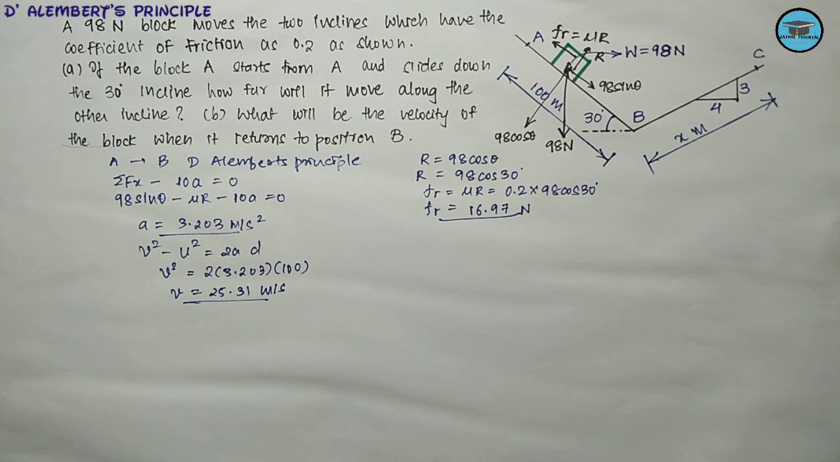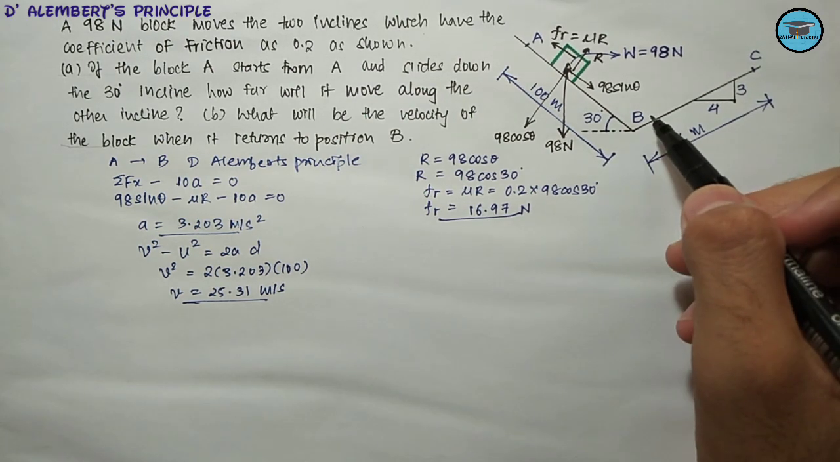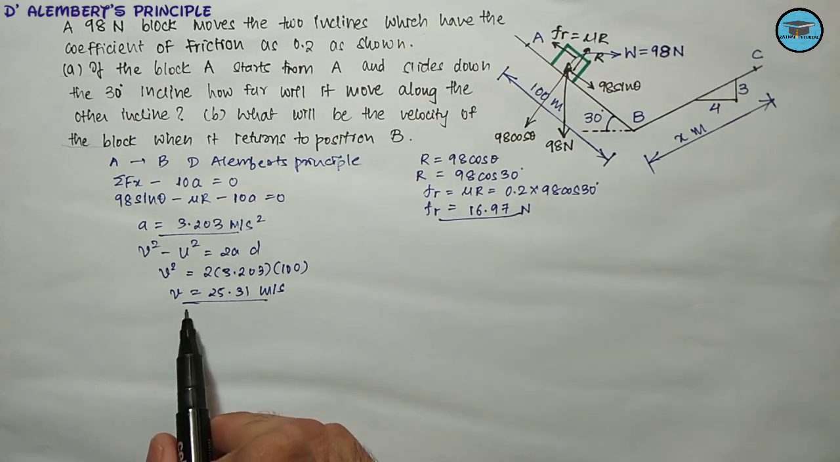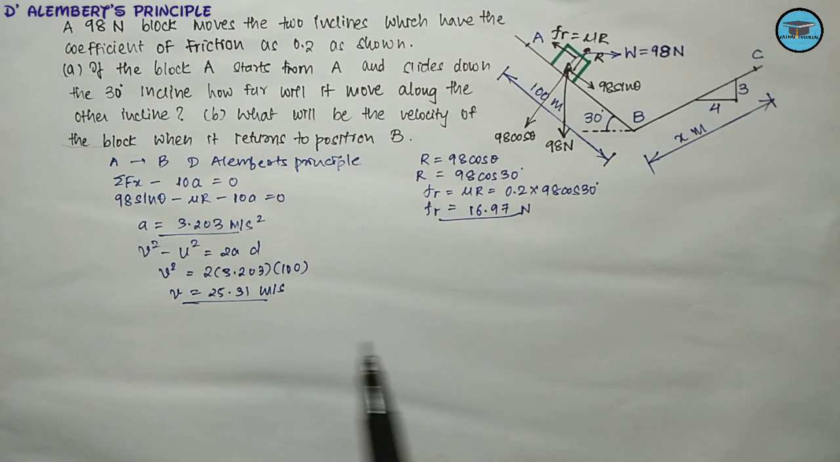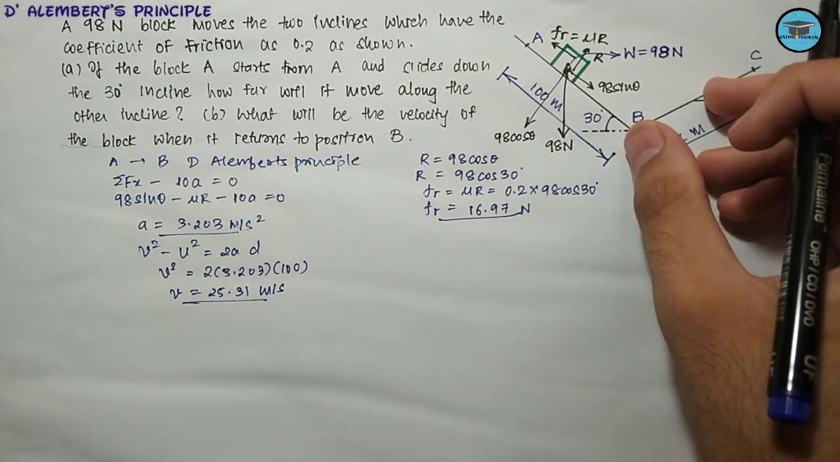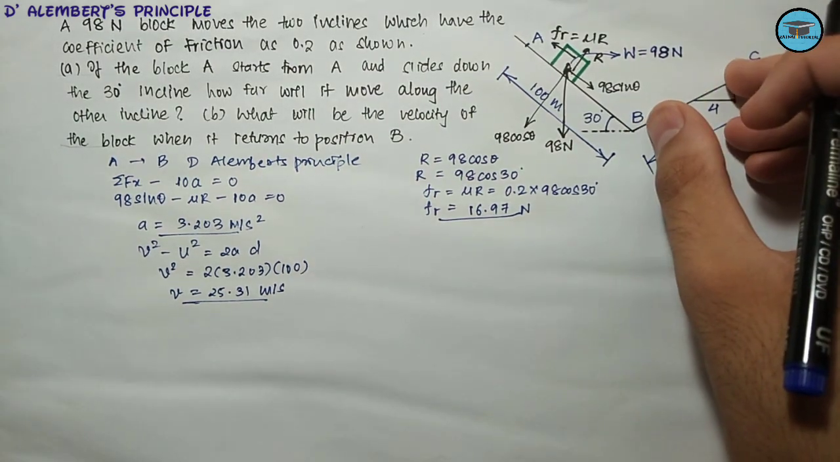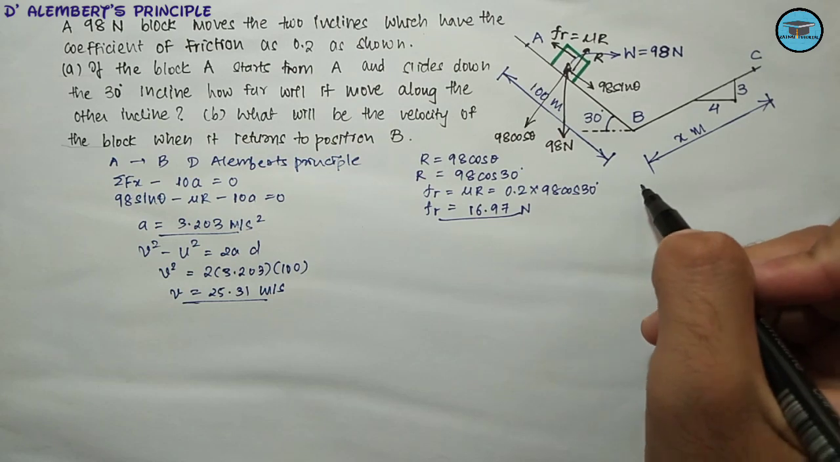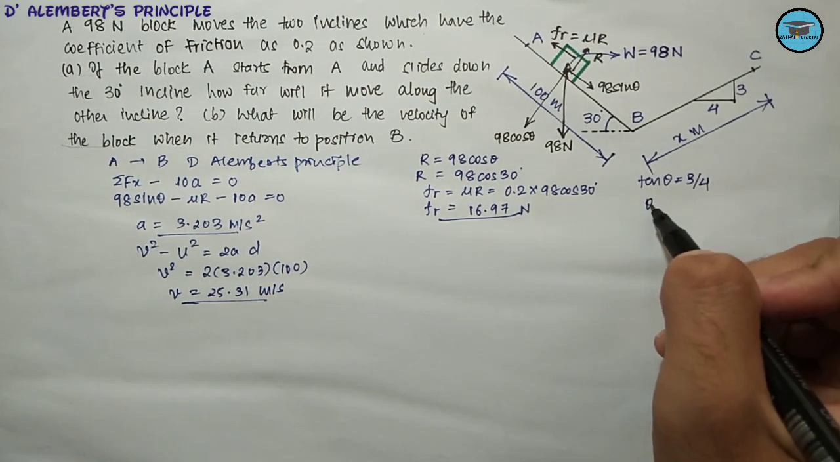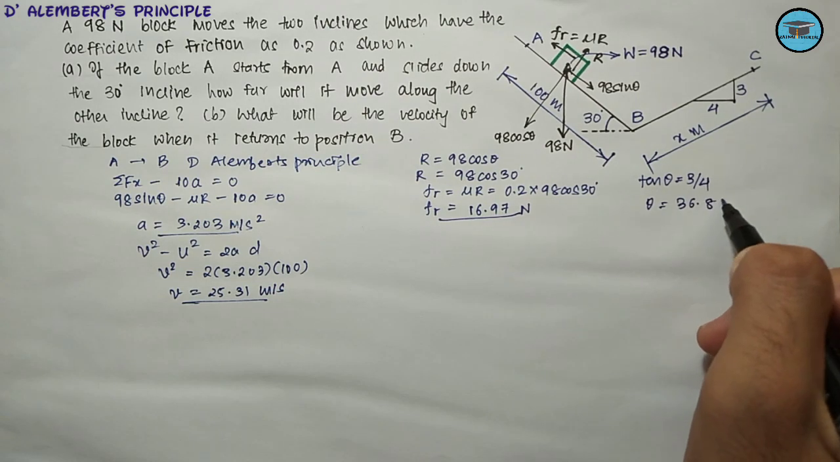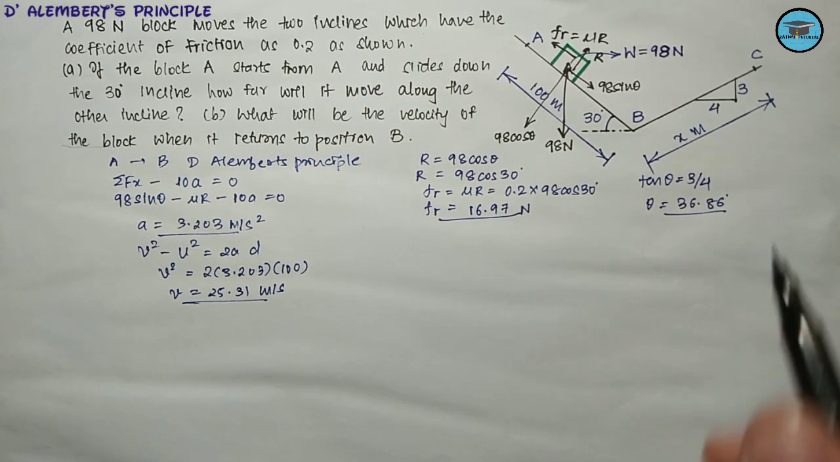Now, at this point B the velocity is given as 25.31 meter per second. Now this block will rise up this slope. So for this slope, tan theta is nothing but 3 by 4, so we get theta equal to 36.86 degrees.